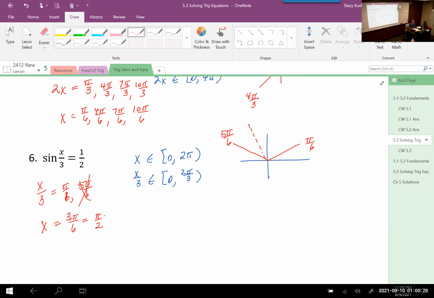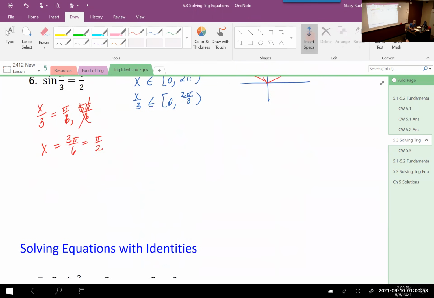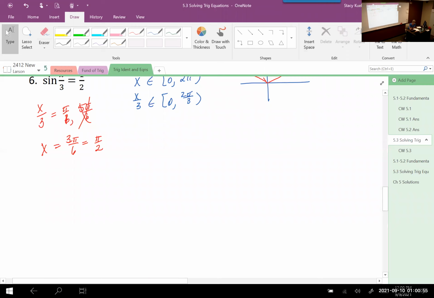If the period is being changed. Because I've restricted the period, right? I have said for whatever reason, I only want to look at the angles on this one period, correct? So we had to adjust our period accordingly, the x values accordingly, the input. What if, however, I said, okay, I want to know all the solutions? We have to rethink this.